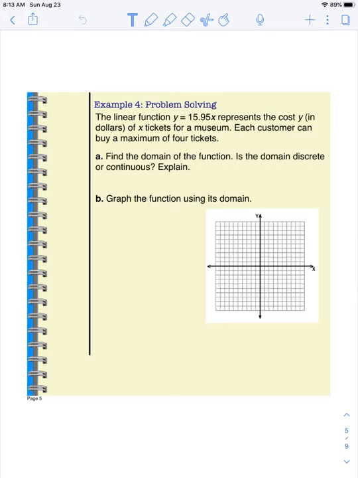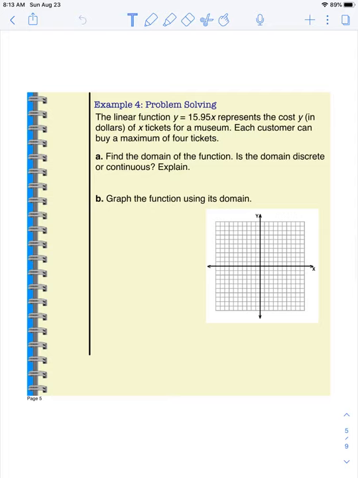All right, so example 4, problem solving. The linear function y equals 15.95x represents the cost, y, in dollars of x tickets for a museum. Each customer can buy a maximum of 4 tickets. Find the domain of the function.